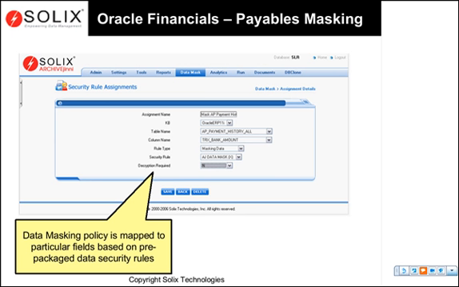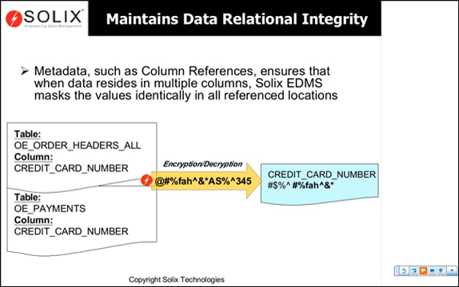A couple things about relational integrity. I just wanted to add a couple more examples here. Another metadata that's particularly important for data security is what we call column references. So you may have two tables. In this example, OE order headers all and OE payments. They're in two separate tables. Their primary key relationship between them is probably not credit card number. It's probably like order ID number or something like that, depending on the application.